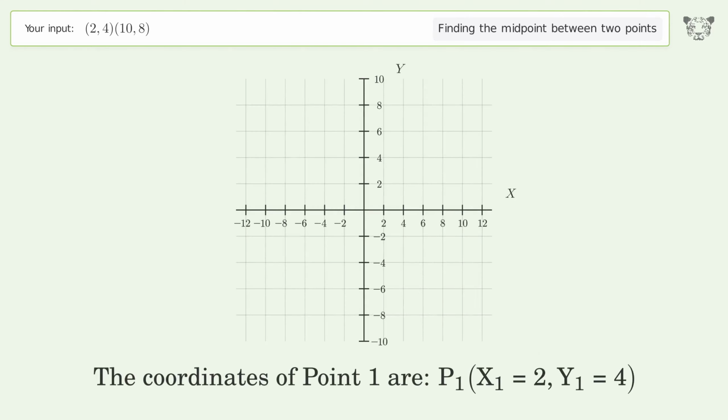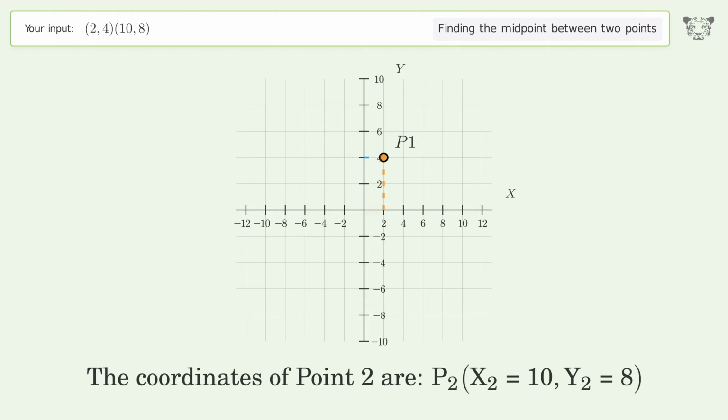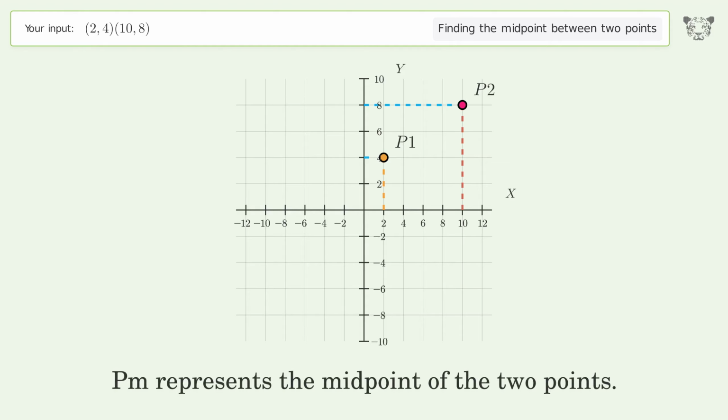The coordinates of point 1 are x1 equals 2, y1 equals 4. The coordinates of point 2 are x2 equals 10, y2 equals 8. PM represents the midpoint of the 2 points.